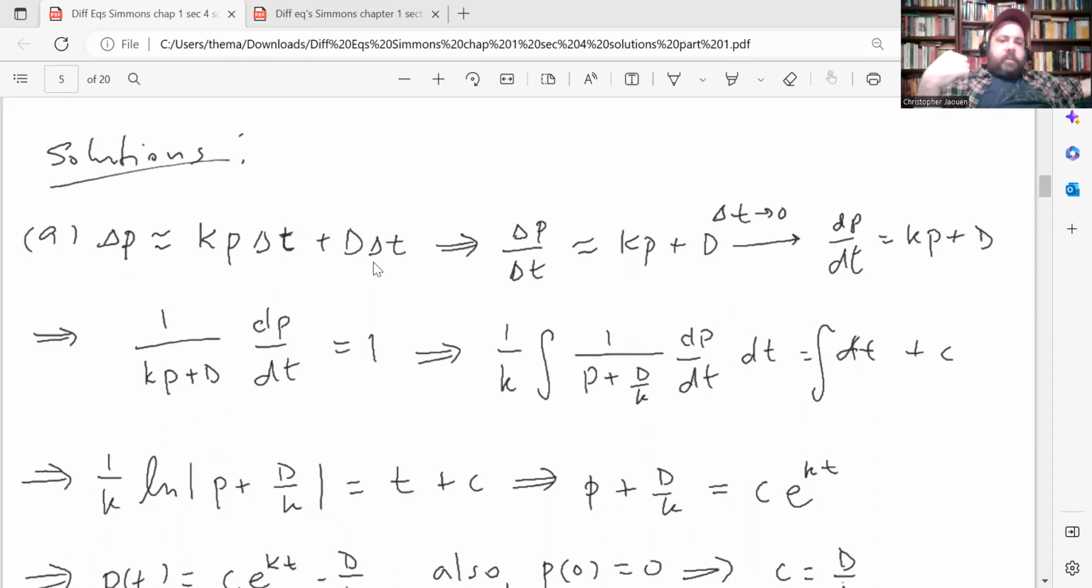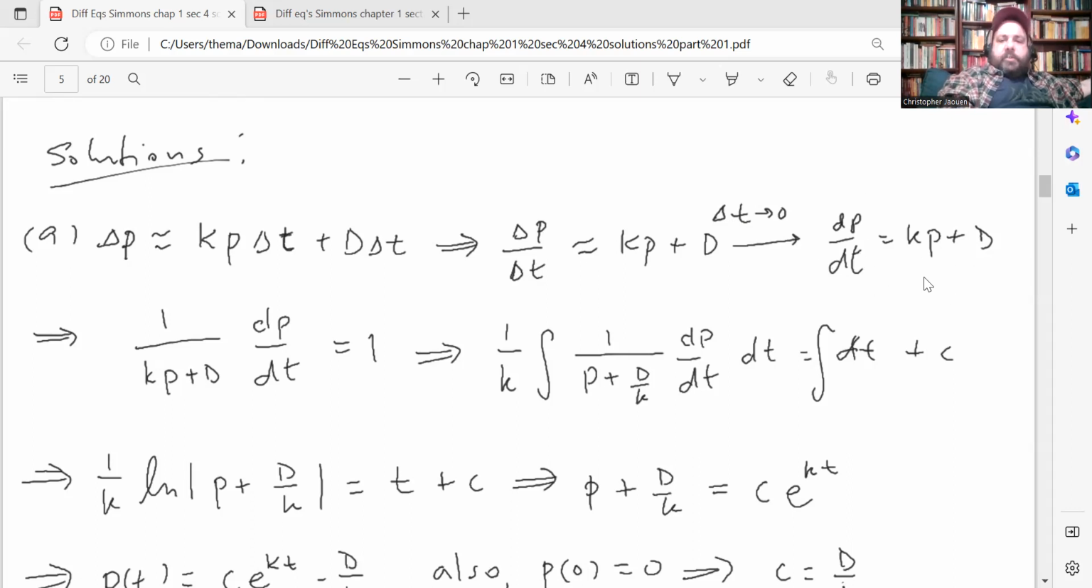So in other words, remember that the executive is investing an amount of D per year, but doing it continuously. So in other words, over a small increment in time, delta T, he's investing some small portion of that annual amount that he's investing. So that proportion would be D times delta T. All right. And then, divide by delta T, you get delta P over delta T is approximately equal to KP plus D. And then take delta T going to 0, which gives you the derivative.